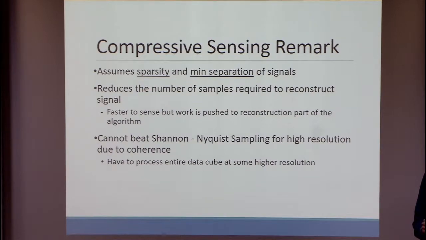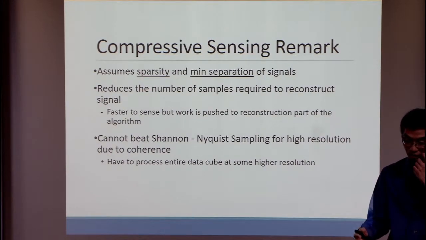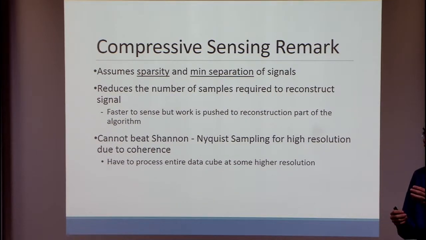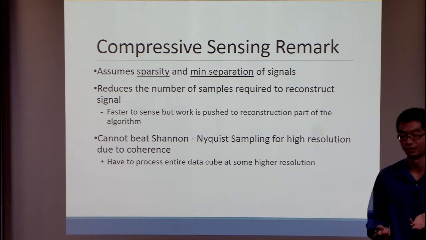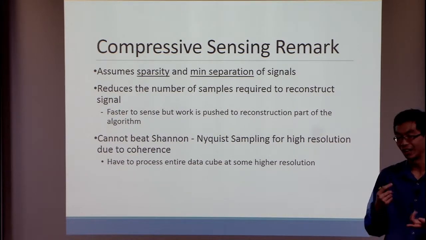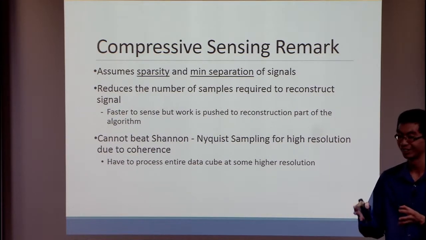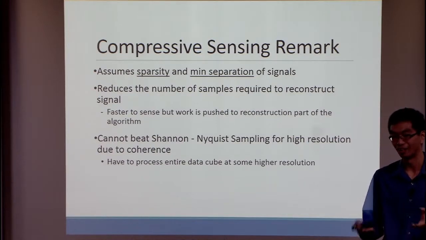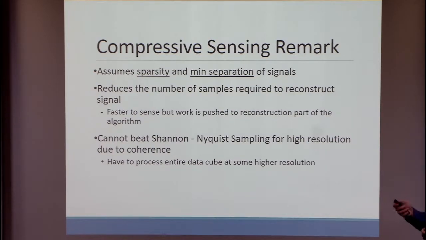Is this due to a phenomenon called coherence? If you're approaching the physical limit of the sensor, there is this phenomenon called coherence, which forbids you from actually beating the Shannon-Nyquist rate. So what it means is that at the end of the day, if you really want to have high resolution images, you're pretty much stuck processing all the pixels again. Which gives some motivation on why we should carry on work in all the large solvers.